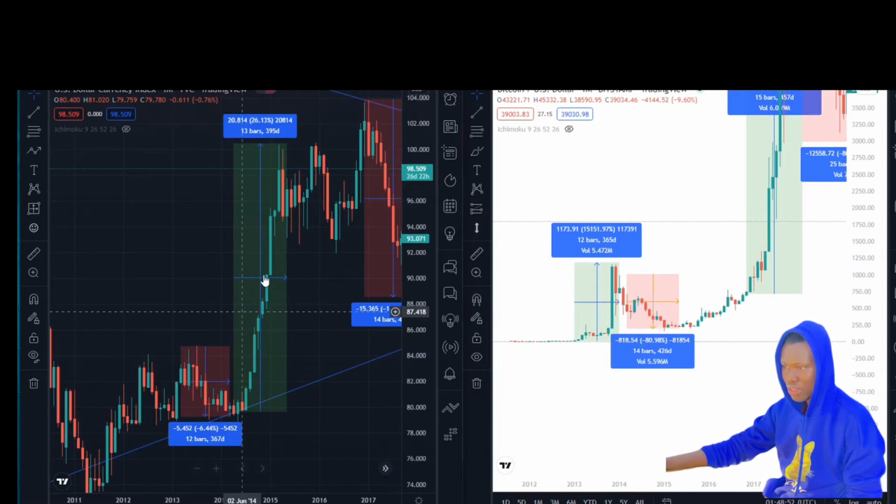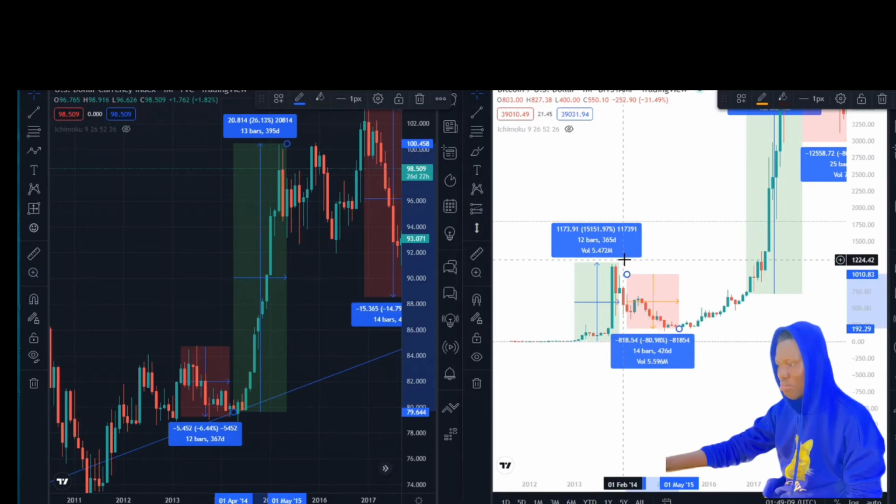And after 2013, that is from April 2014 to May 2015, DXY was rising. And in that same period, March 2014 to May 2015, Bitcoin was falling. Have you seen the relationship again?